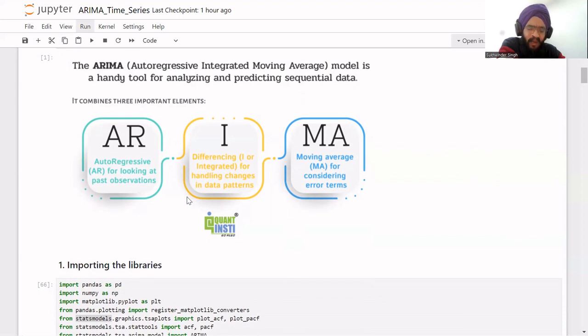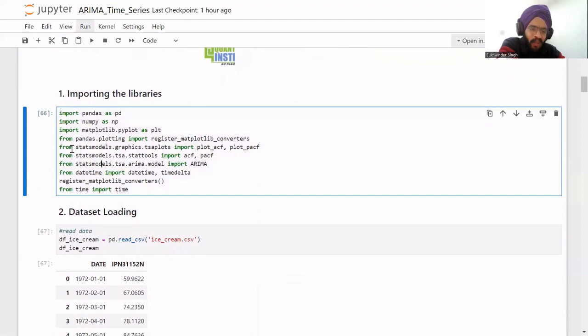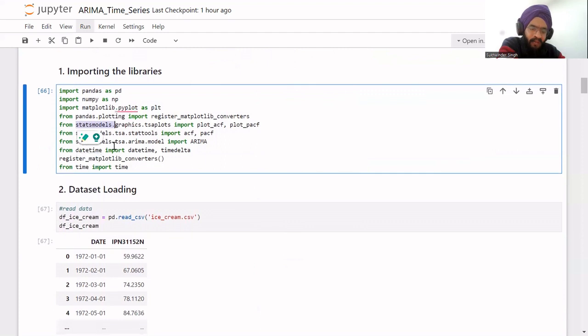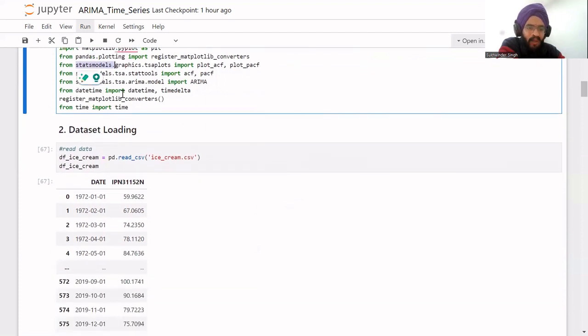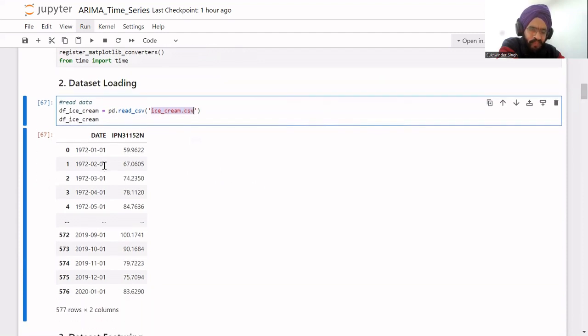We will learn about a practical implementation, and to implement the operation, we firstly have to import some of the required libraries. Statsmodels is one of the required libraries for the mathematical operation. And after importing all of the required libraries, we have to load the data set. We acquired a CSV file from the local system into our Jupyter notebook as df_ice_cream. The dataset has two columns, date and the name of a label.